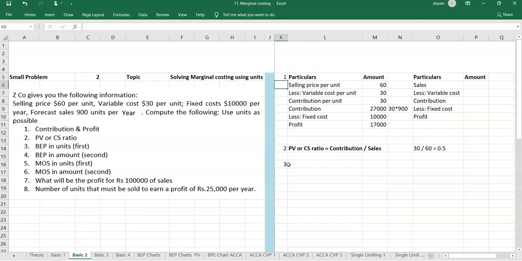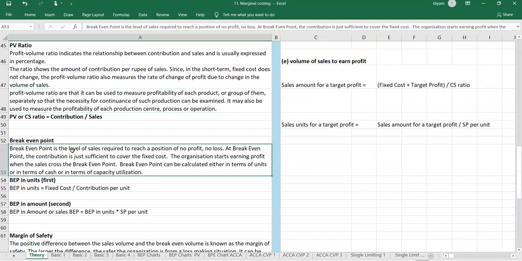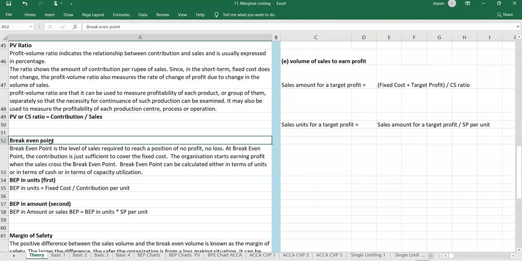So getting the contribution was the first one. So the third point that we have to deal with is BEP in units. What is BEP? We'll again go to our theory. See, BEP refers to break-even point. Okay, so this is a point at which you will make neither a profit nor a loss.